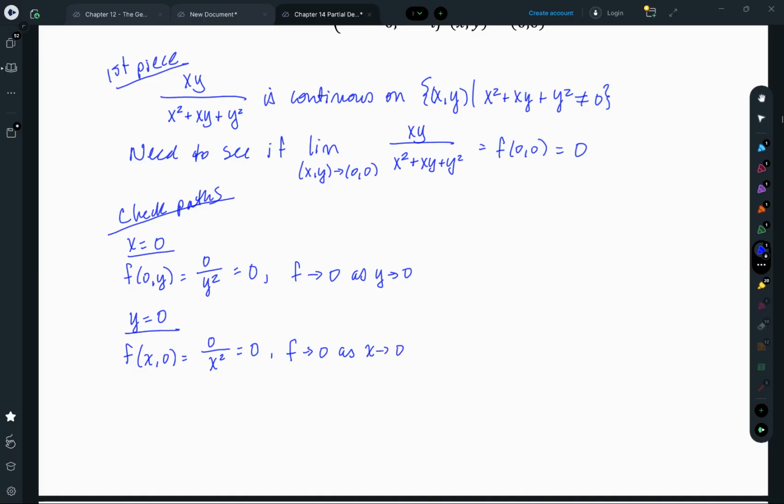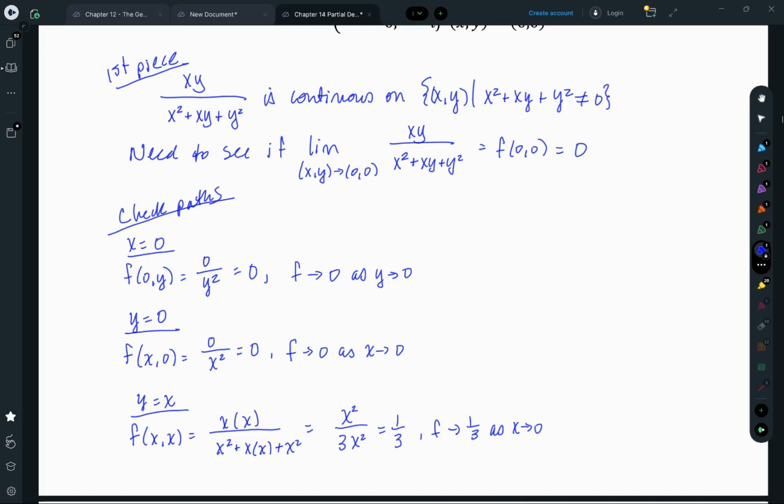I'm going to try another path. Let's try y equals x. That's always a good third path. So here I'm going to replace all y's with x, and I get f of x, x is equal to, everywhere there's a y, I'll replace it with an x. I get an x squared, or an x times x, on top. I get an x squared plus x times x plus an x squared. This is going to simplify to be x squared over 3x squared, which is just 1/3. So what this means is that f is going to 1/3 as x goes to 0.